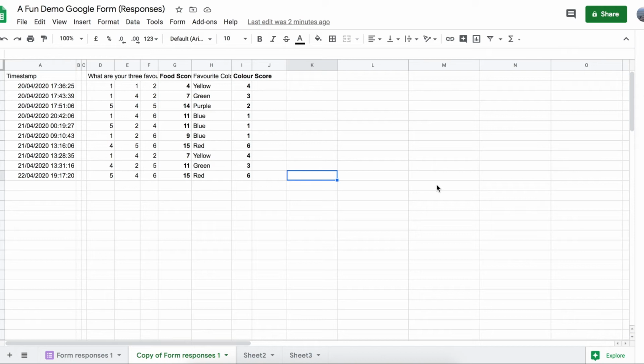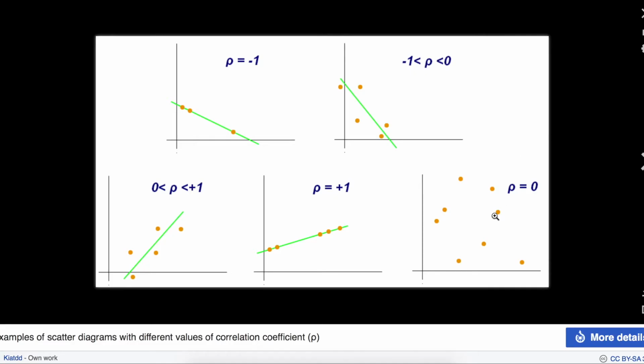The first thing I'm going to show you is how to calculate correlation. Correlation means a relationship between two things. So, allow me to show you this with a couple of graphs. These are some examples of correlations. When we talk about correlations, we talk about it in terms of an R value between -1 and 1.